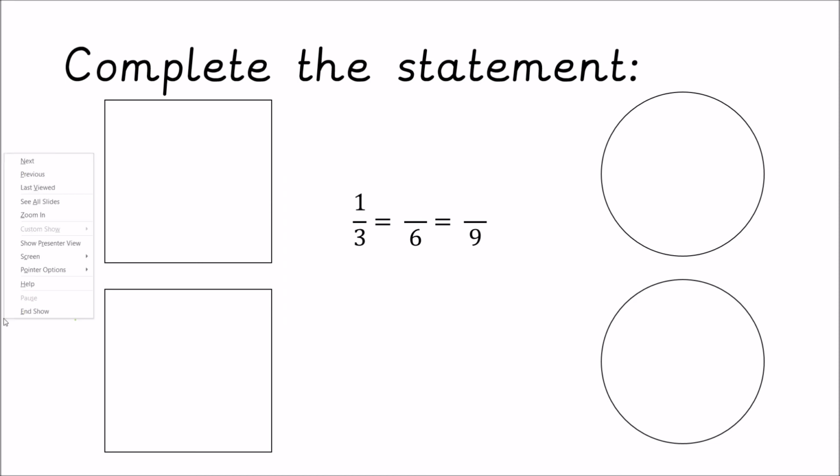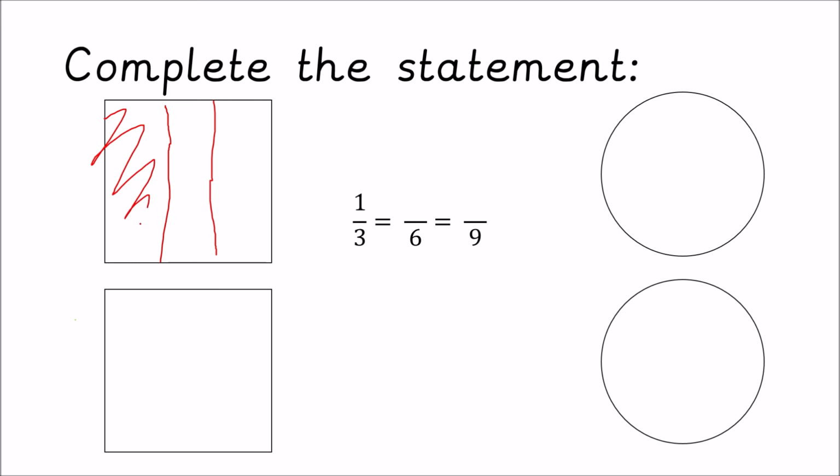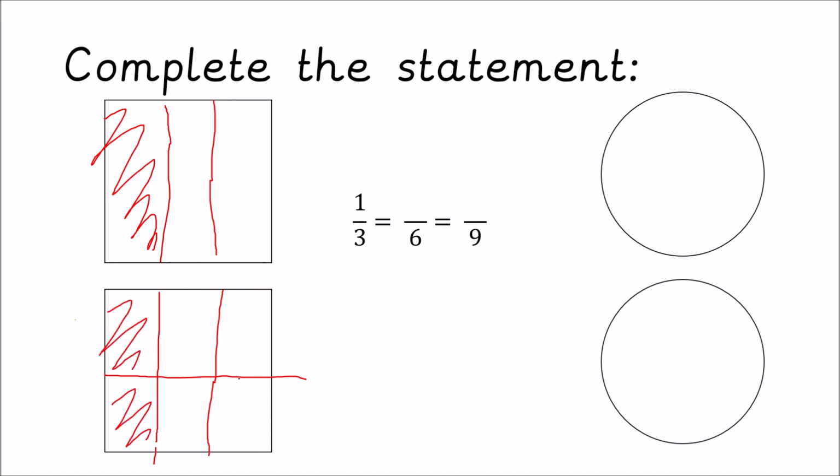So let's complete the statement. 1/3 equals so many sixths equals so many ninths. So again, we're going to just draw our third here, and I want to make sixths over here, so I can do it by thirds and then just divide it in half again. I've got 1, 2, and you can see there's 2/6 there, making a third.